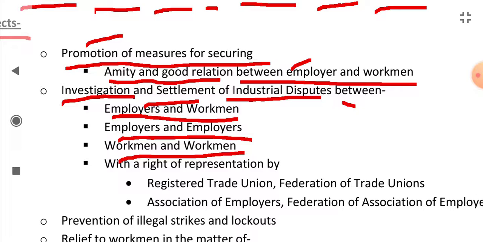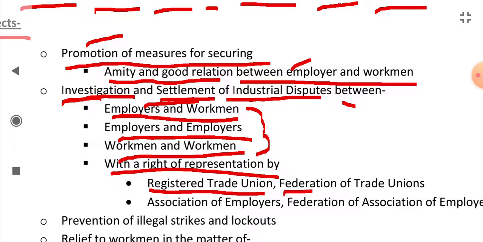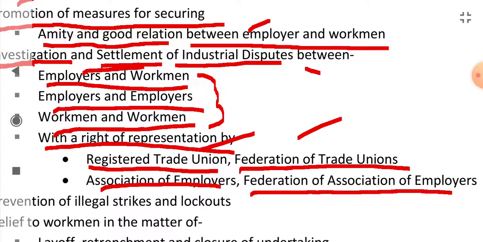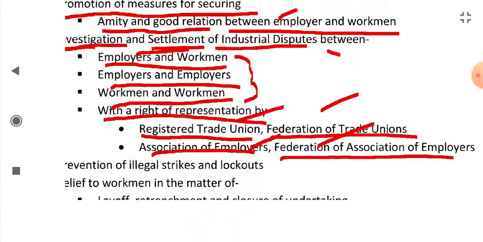If there is an industrial dispute between employer and workmen, employer and employer, or workmen and workmen, then that type of dispute should be investigated and settled with a right of representation by the registered trade union or federation of trade unions or association of employers or federation of association of employers. So these bodies should be given the representation.